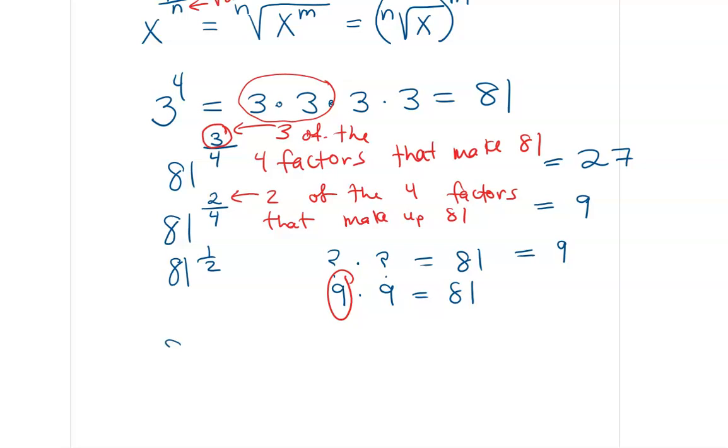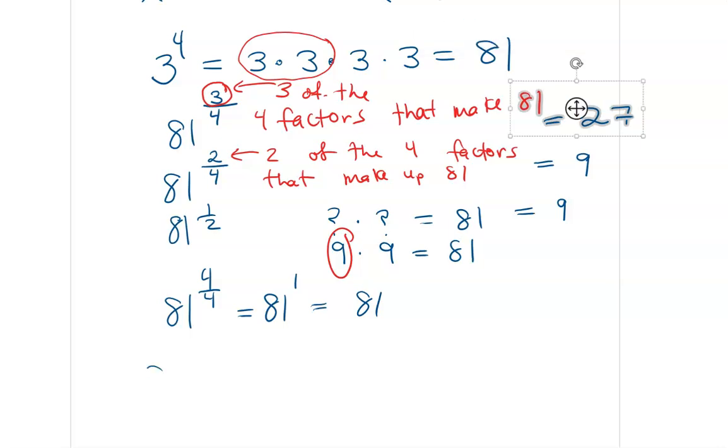And then again, if you have like 81 to the 4/4, well, that's just 81 to the first power, or that's all 4 factors that multiply to 81, which is why that's just 81. So when we're working with bases that are numbers and they're raised to rational powers, I tend to think of it this way. First, you consider what the 4th root is, like what times itself 4 times is 81. Then the numerator would tell you how many of those factors to take.